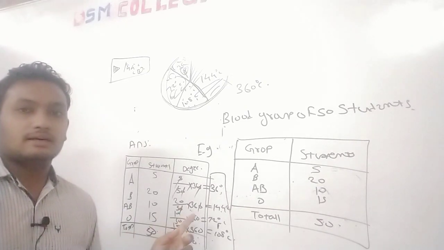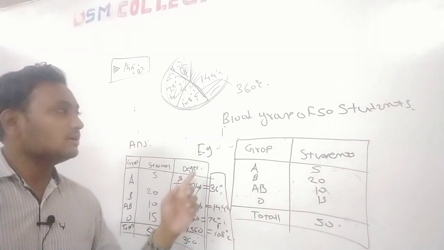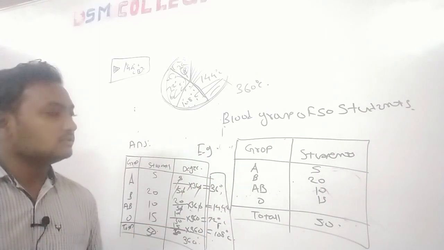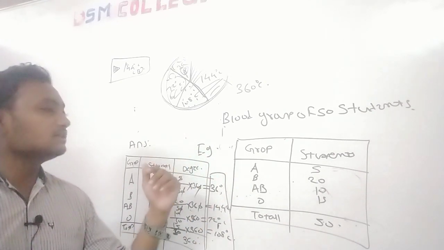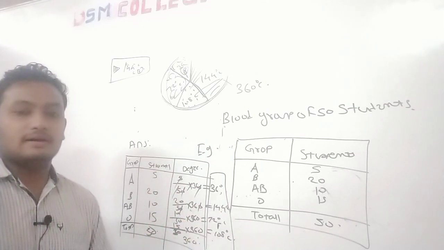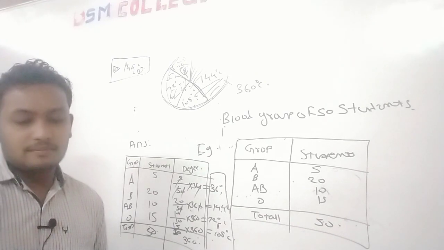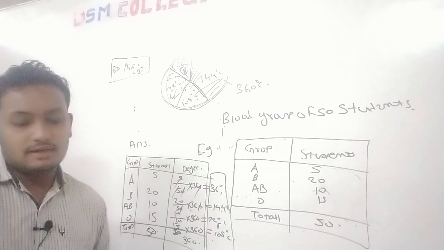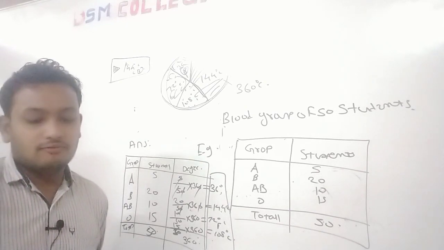So this is a small introduction on how to draw the pie diagram. The important thing is that 360 degrees is important for drawing the pie diagram. It is a 2-dimensional diagram, and the partitions are given in different colors.